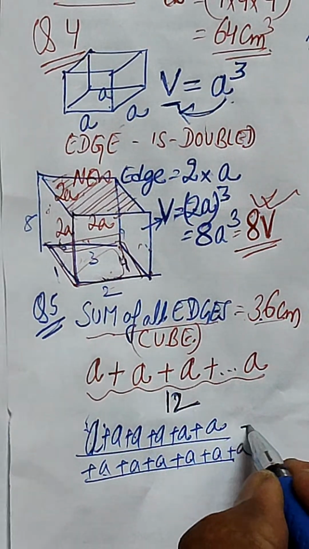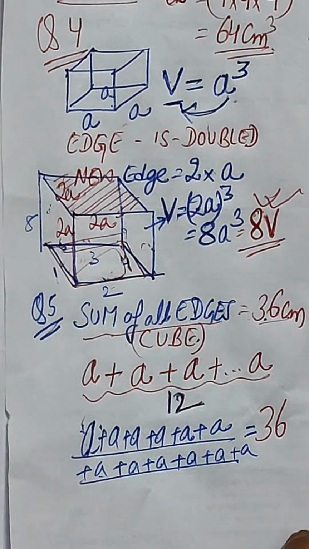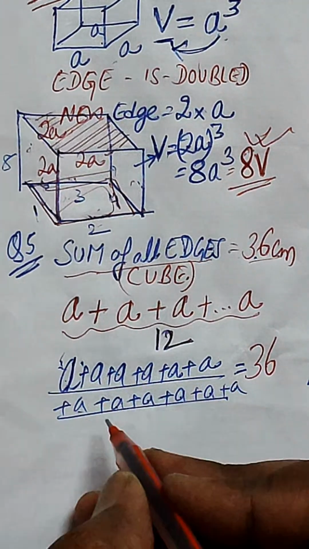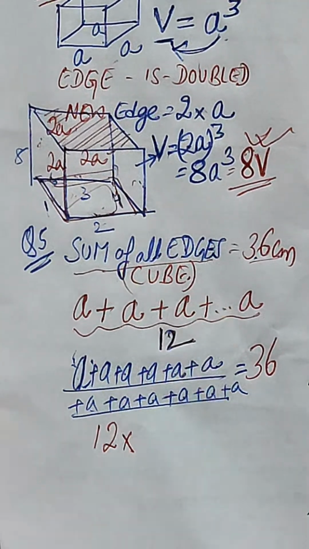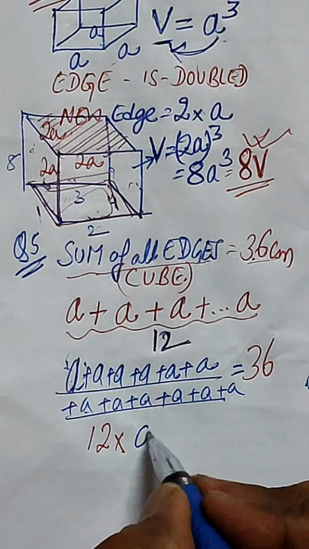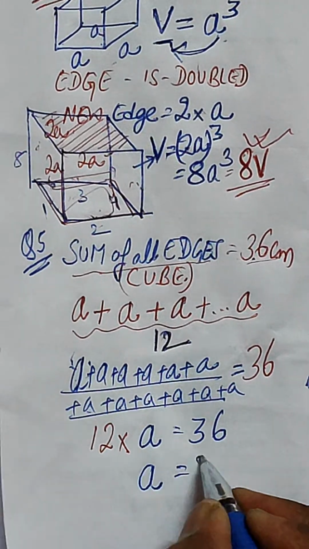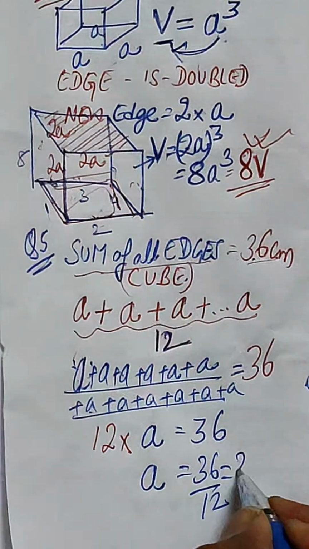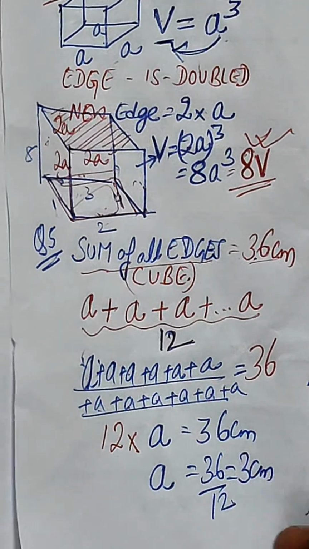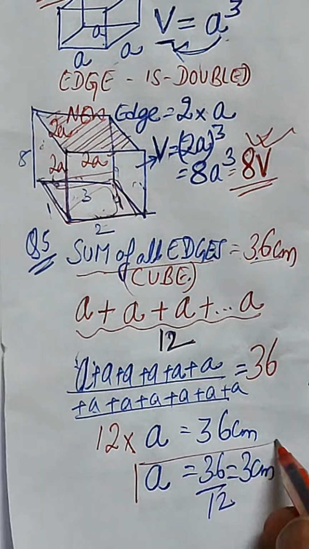And all this will add up to give you the value which is equal to 36, right? Now what we do, the sum of all the edges is 36, that means 12 times the edge, because you can see 12 edges are there, you can count it. 12 times A is equal to 36. So this will give you the value of A as 36 by 12, which is equal to 3, right? So 3 centimeter, because the unit of 36 was centimeter. So 3 centimeter is the edge of the cube which is calculated.